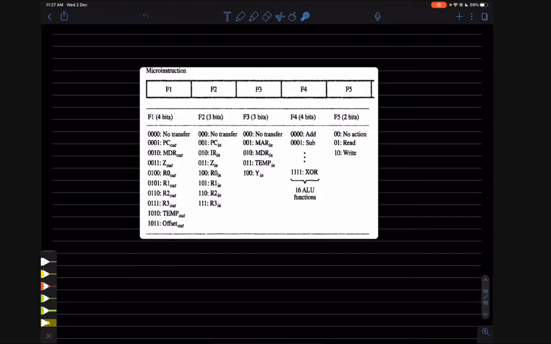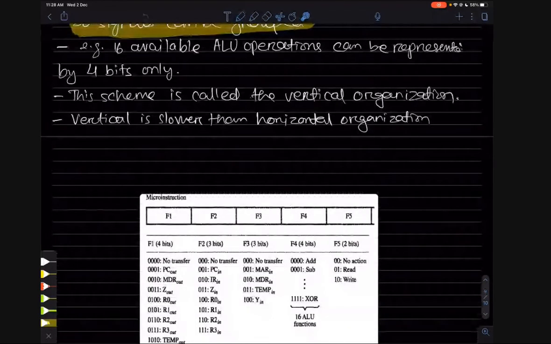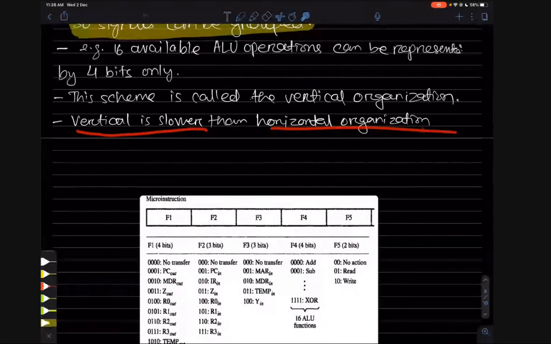So that's why this vertical type of organization is better, but the only thing is that the vertical organization will require a decoder to decode these numbers. What is the meaning of 0101? The decoder will decode it and then generate the specific signal. So that's why it is slow. The vertical is slower than the horizontal organization.